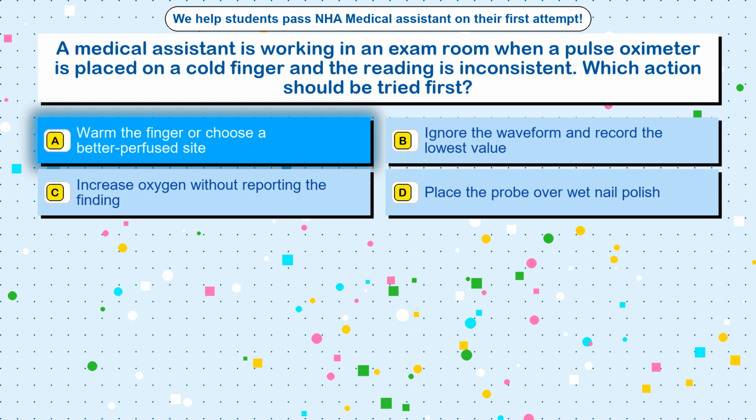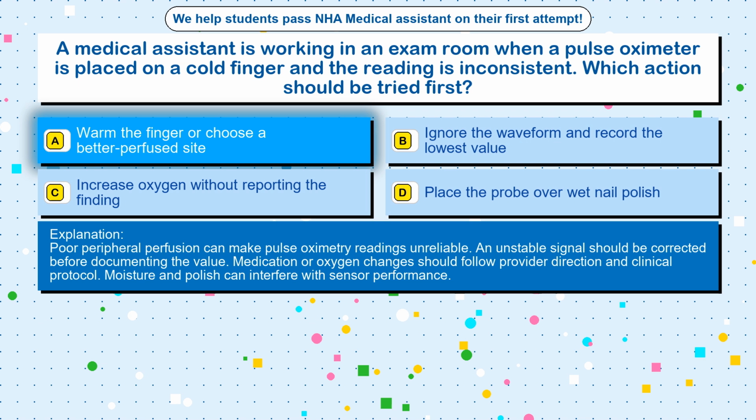Warm the finger or choose a better perfused site. Poor peripheral perfusion can make pulse oximetry readings unreliable. An unstable signal should be corrected before documenting the value. Medication or oxygen changes should follow provider direction and clinical protocol. Moisture and polish can interfere with sensor performance.